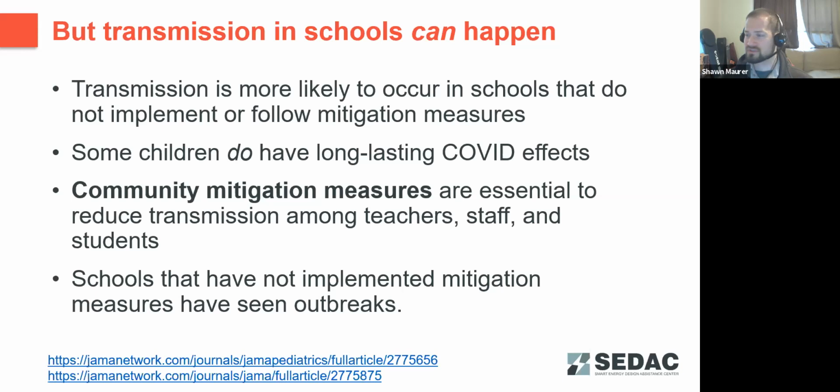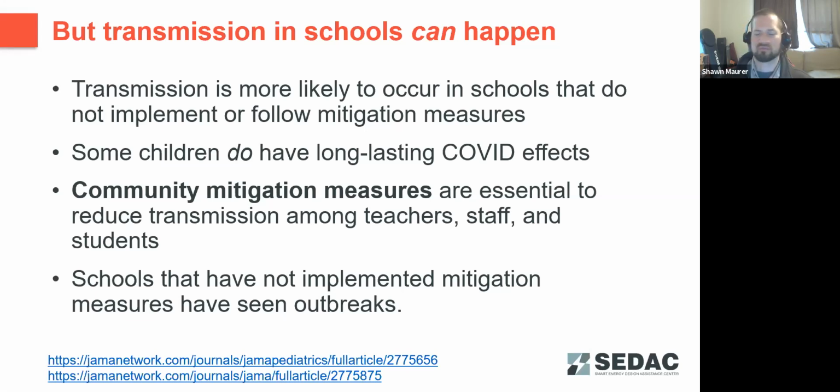But transmission in schools can happen, and that's why we're overviewing implementation measures. Transmission is more likely to occur in schools that do not implement or follow mitigation measures. Face masking and social distancing are very important for reducing that risk. It's also important to be aware that some children do have long-lasting COVID effects.